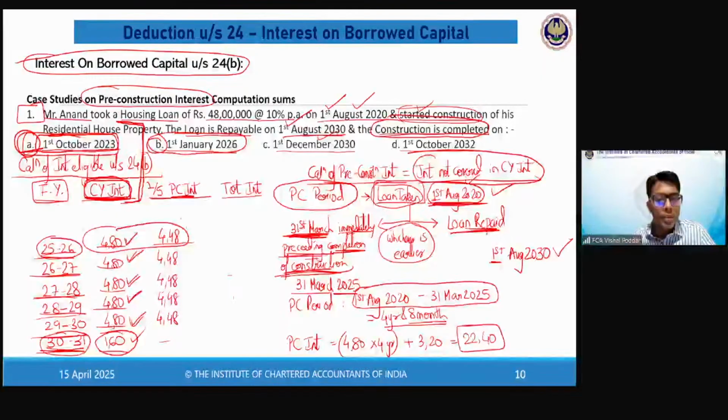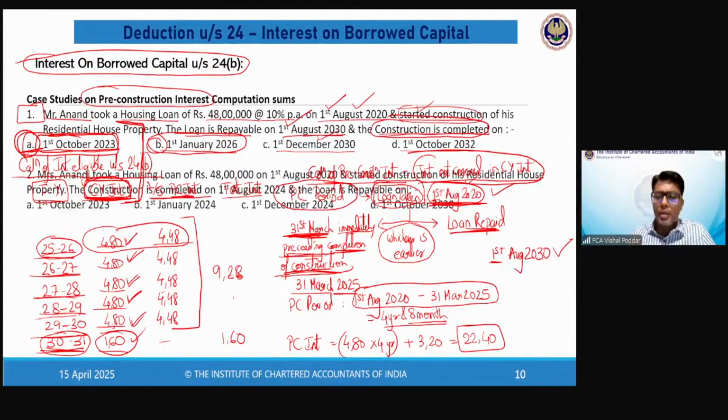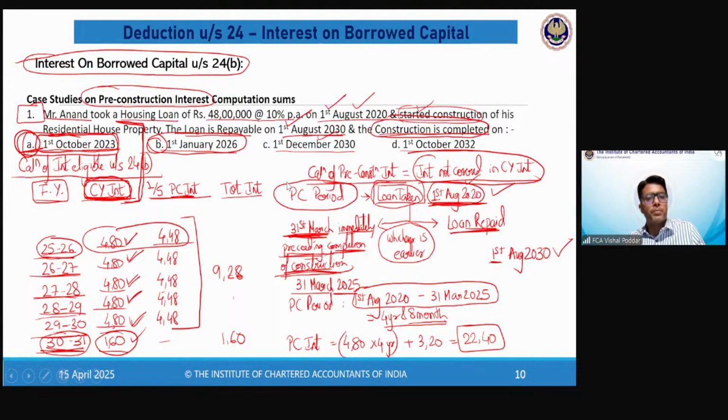Total for first 5 years, all years. Now the total is 926. And for the last year, it is 160. 928 or 926? 928, sorry, my bad. It is 928 and 160. Correct? Understood? Let's move ahead.